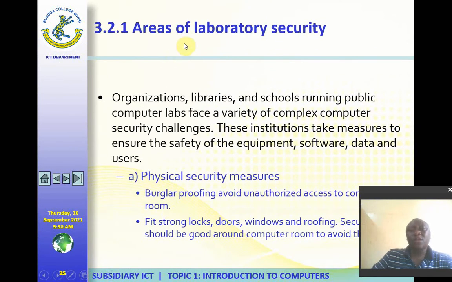Now, we want to look at the areas of laboratory security. Organizations, maybe libraries or schools that run public computer labs, face a variety of complex computer security challenges. These institutions take measures to ensure the safety of equipment, software, data, and then the users themselves.